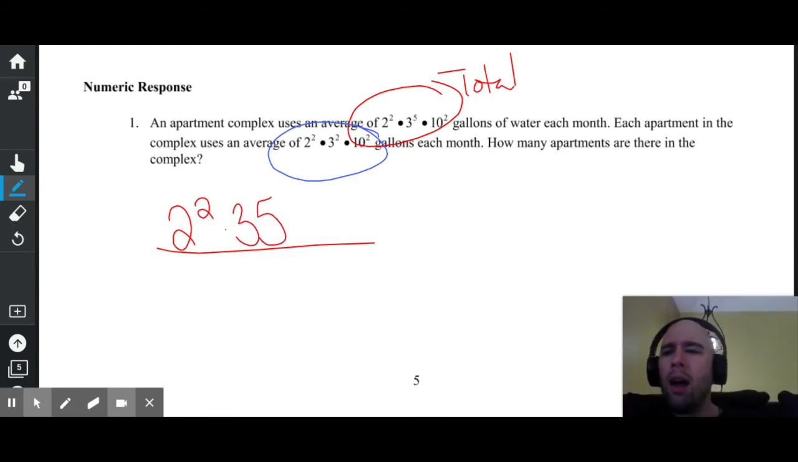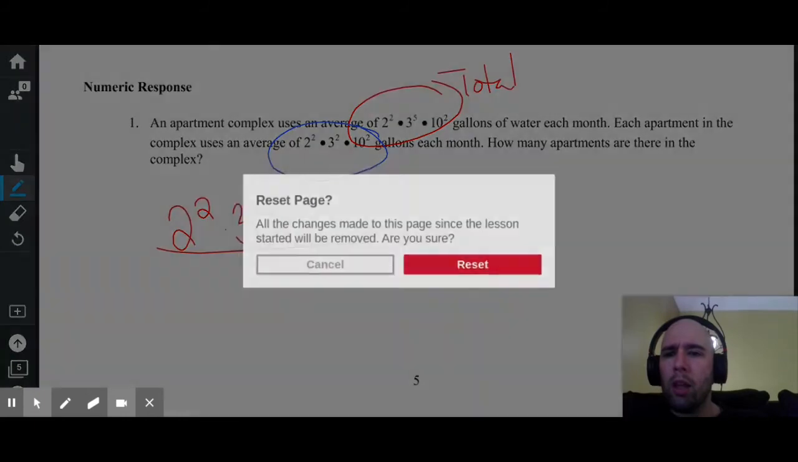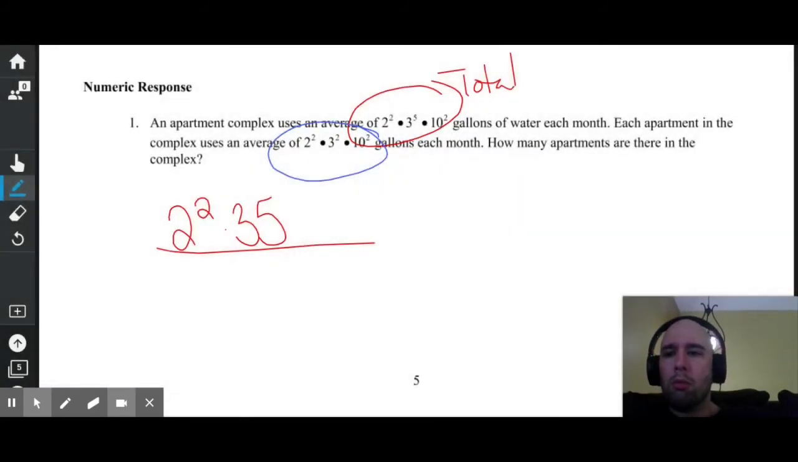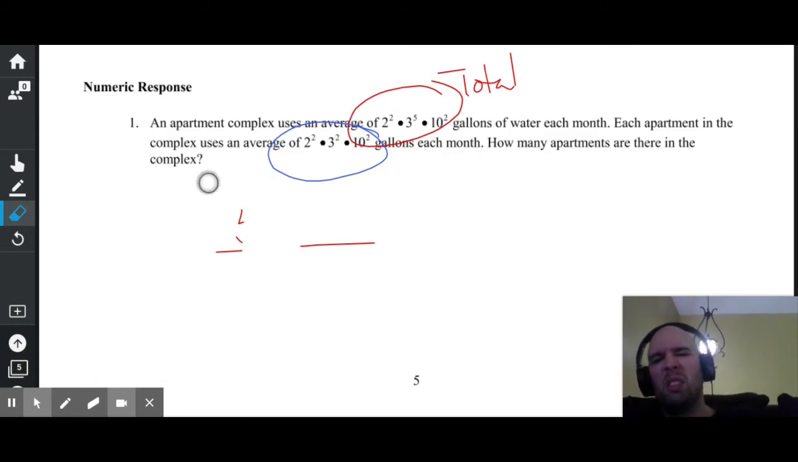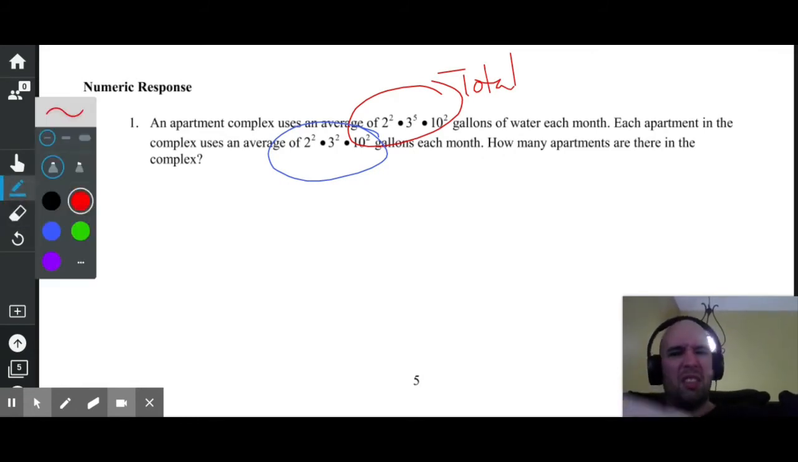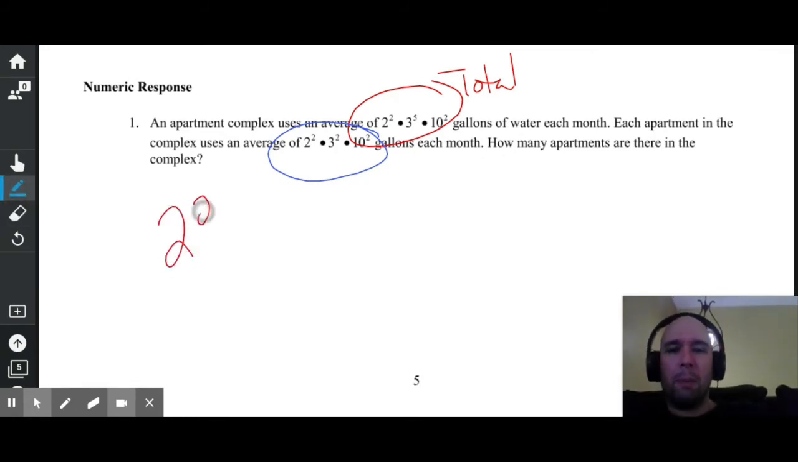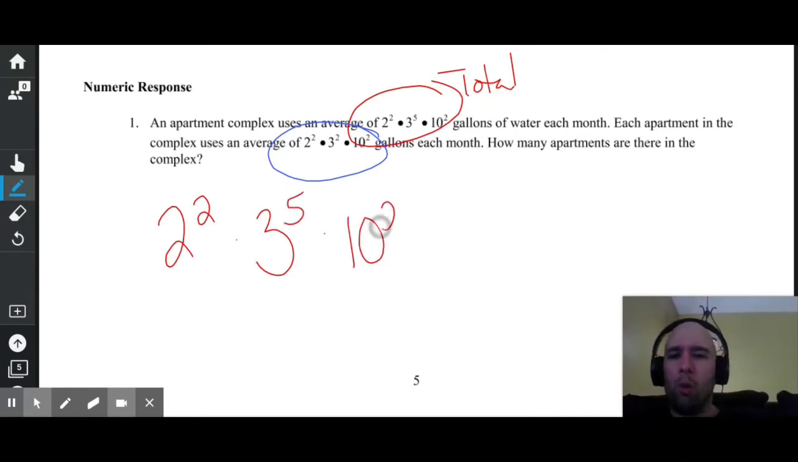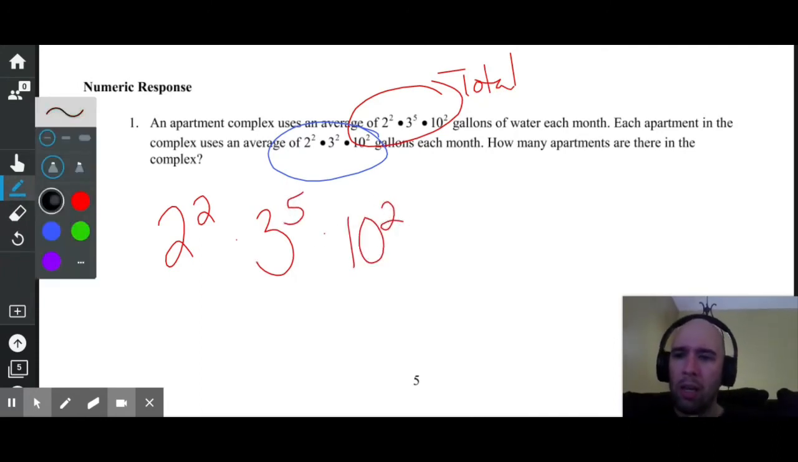Can I undo? Will that let me undo? No. I have to get rid of the whole thing. Sloppiness is not what I'm about. 2 to the second times 3 to the fifth times 10 squared. That's the whole apartment complex.